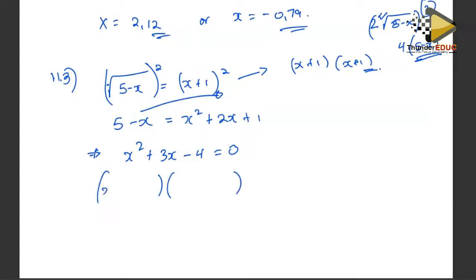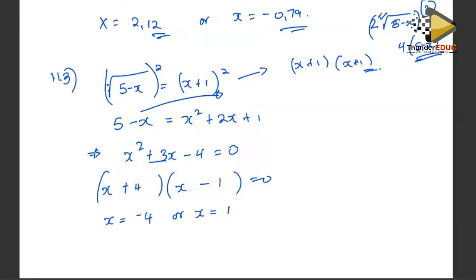I can use the quadratic formula, meaning that my sum is a positive. So that's a positive 4. And then my product is a negative. Okay, meaning that either x is a negative 4 or x is going to be a positive 1.